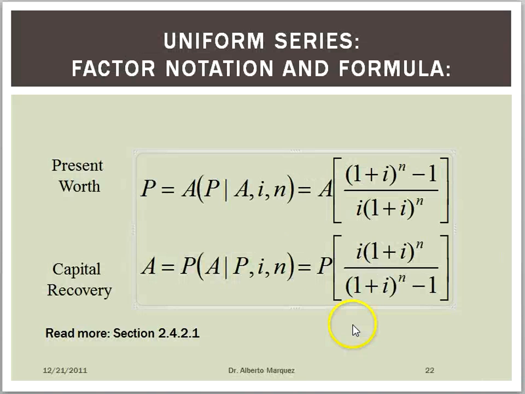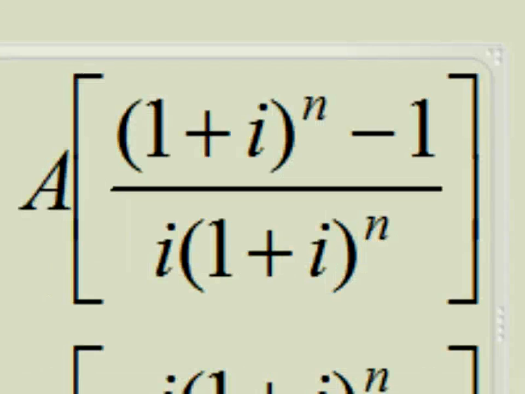And the formulas that we can use are depicted in this diagram or this screen. In order for us to find a present value when we have several annuities, we can use the factor P given A, and we multiply that factor times A. Or in the same manner, that formula is specified as this factor for P given A. The formula for that factor is (1 plus i)^n minus 1, divided by i times (1 plus i)^n.